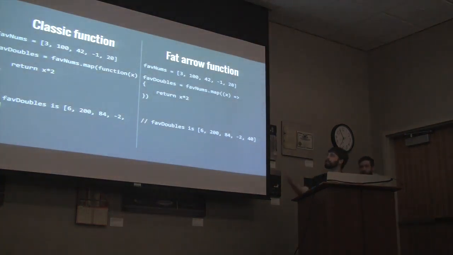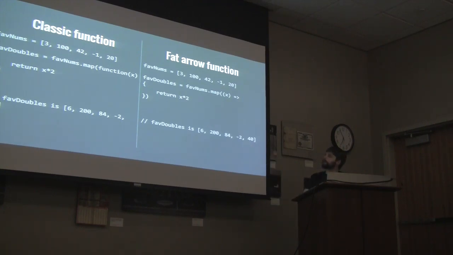So instead of doing function x return x times 2 with parentheses around the parameter and braces around the body, you can do parentheses x equals right angle bracket braces return x times 2. And it does something very similar. As you can see, the result is the same.